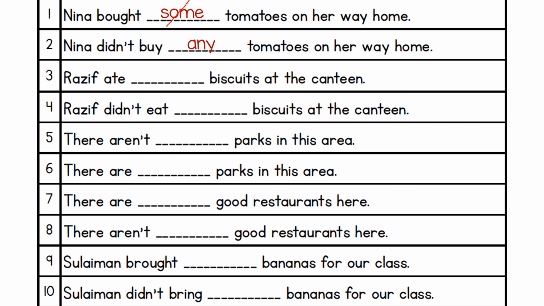Remember, we did contractions in our previous lesson. Didn't, aren't, didn't. Did not. It means negative. Okay. Number 3. Razif ate some biscuits at the canteen. Some. Another tick if you have that correct. Number 4. Razif didn't eat any biscuits at the canteen. Any. Another tick if you have that correct.